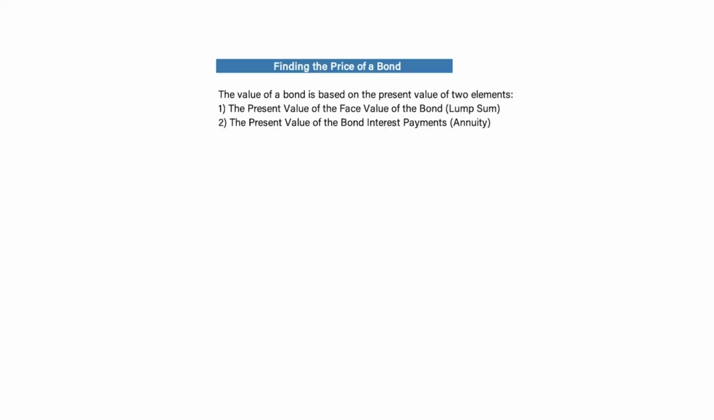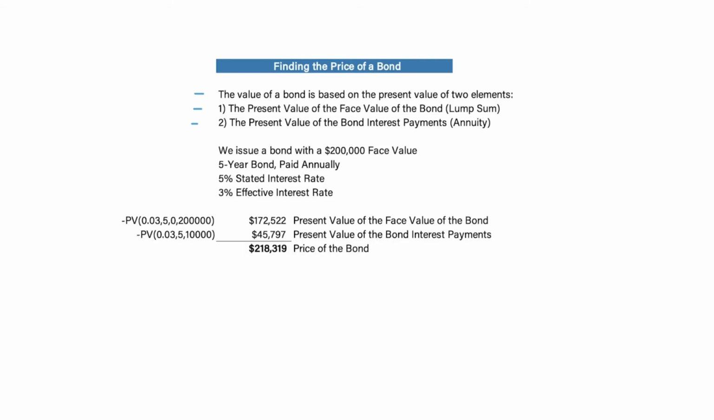So now let's talk about how we find the price of a bond. So the value of a bond is based on the present value of two elements. The present value of the face value of the bond, which is a lump sum, and the present value of the bond interest payments, which is an annuity. So let's consider this example here. And let's solve the present value with Excel.